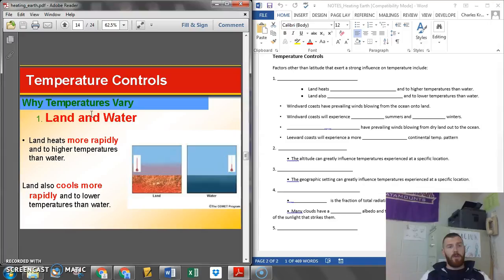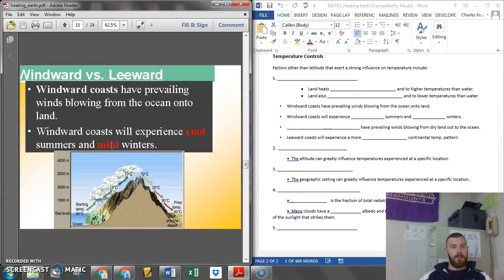But land heats more quickly and to higher temperatures than water. Land also cools more rapidly, and this is due to a property called specific heat that both of these things have. Water has a very high specific heat, which causes it to take more energy to heat up and cool down. Specific heat is the amount of energy that's required to raise 1 gram of a substance by 1 degree Celsius, and that allows water to heat up and cool down slower than land, which has a low specific heat, while water has a high specific heat.